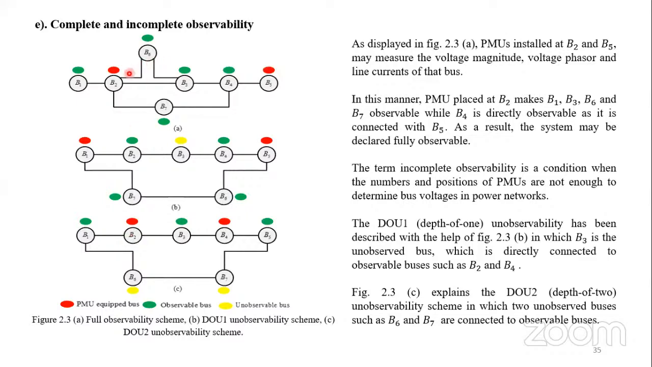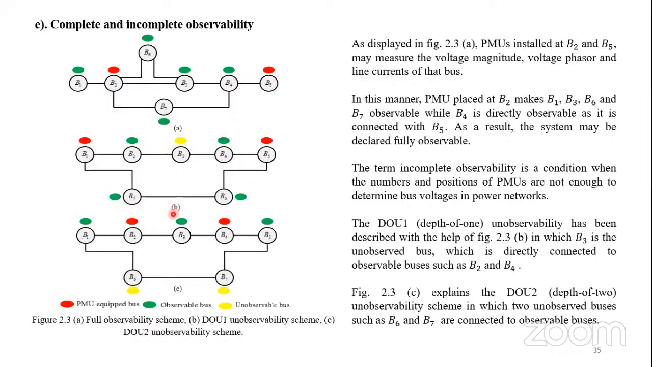Now let's see from figure A that if we install a PMU at bus number 2, then we can easily monitor bus number 1, bus number 2, bus number 7, and also bus number 3, because these are all interconnected. So we can monitor them with one PMU. And if we install a PMU at bus number 5, then we can easily monitor bus number 4. So we can say that for a 7 bus system, only 2 PMUs are necessary in order to monitor the whole network.